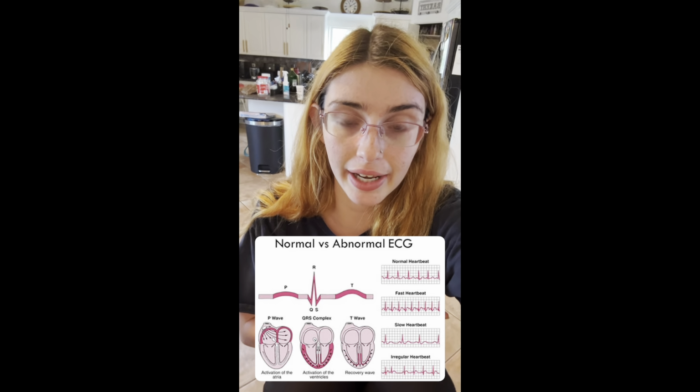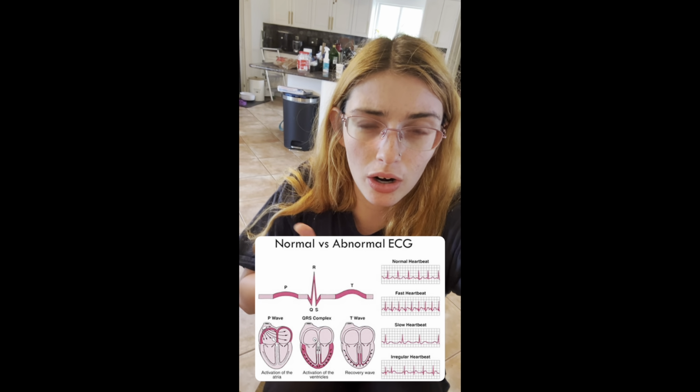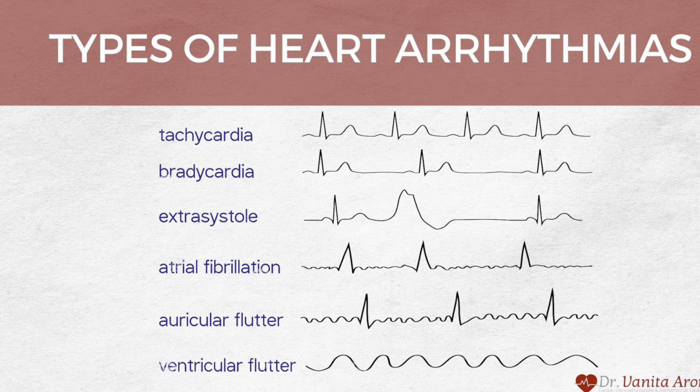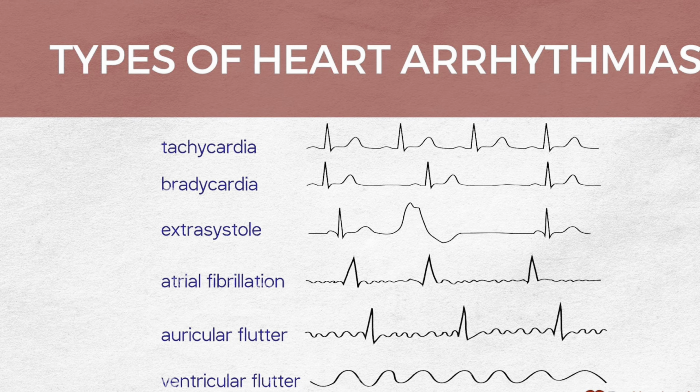This is what an electrocardiogram representation would look like. It shows the different phases: P, Q, R, S, and then T. Here we can see types of heart arrhythmias, such as tachycardia, bradycardia, extrasystole, and atrial fibrillation.